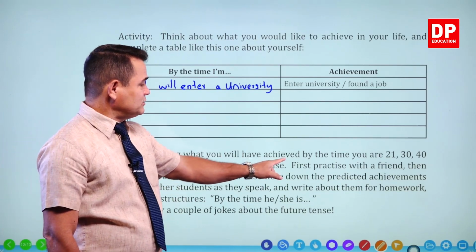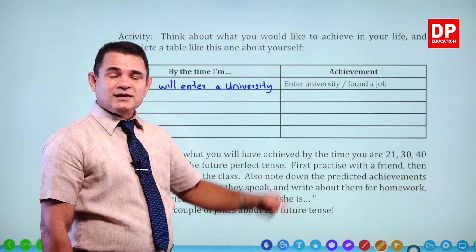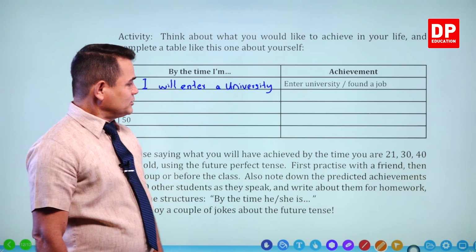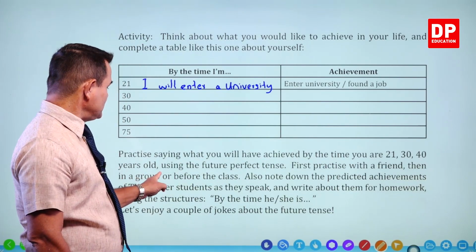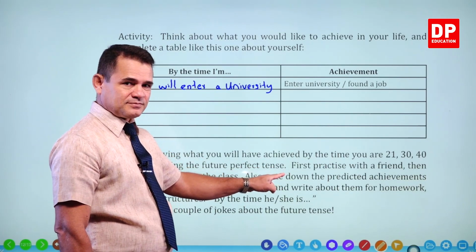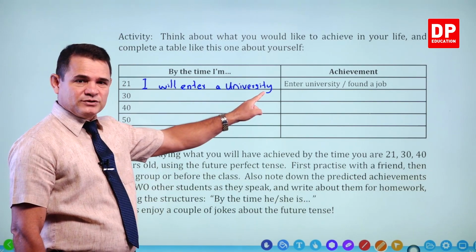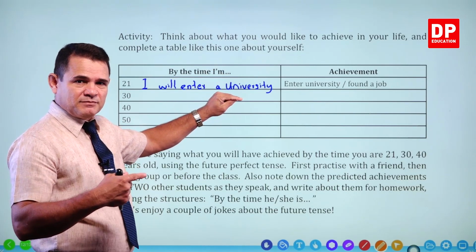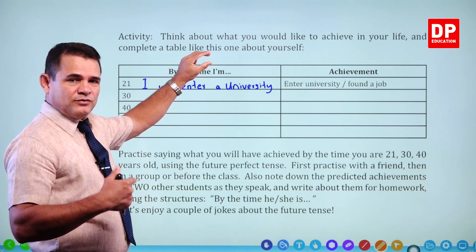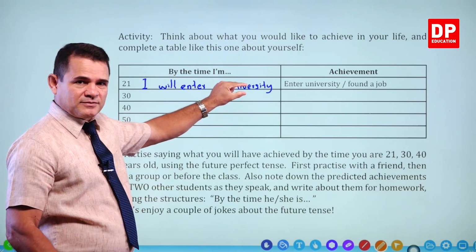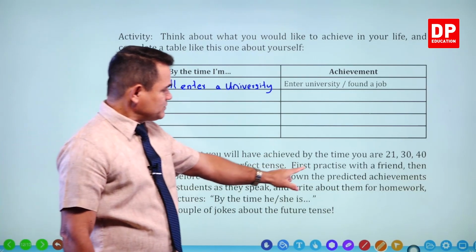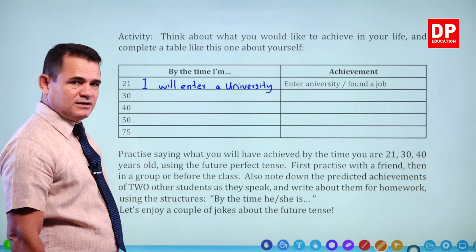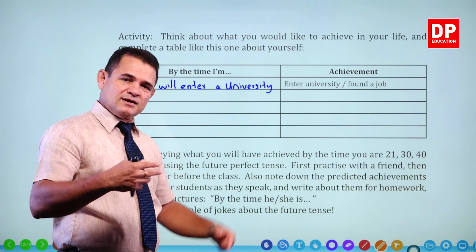Now future will have achieved. I will have passed my advanced level examination. You can tell. Right? 21, 30, 40 years old using the future perfect tense. So here I use simple future. Now you try, because just above we practice future perfect. Make up then practice future perfect. Right? First practice with a friend, then in groups or before the class, right? ඉස්සල යාළුවොත් එක්ක ඊට පස්සේ group එක නැත්තම් ඔක්කොමත් එක්ක group.